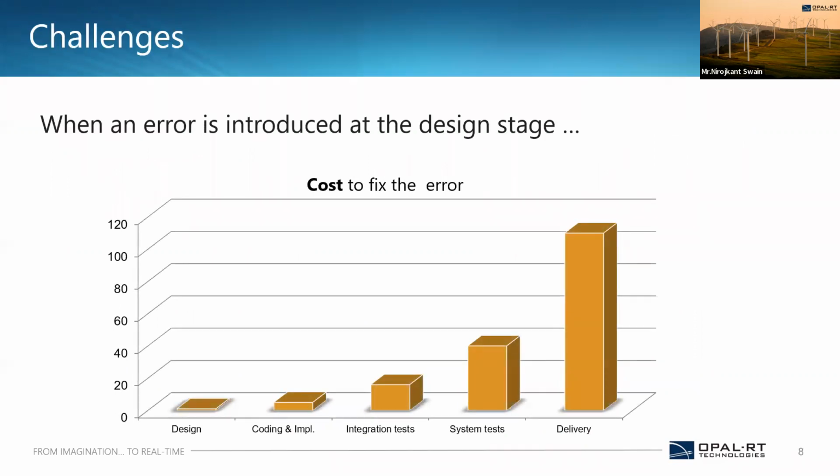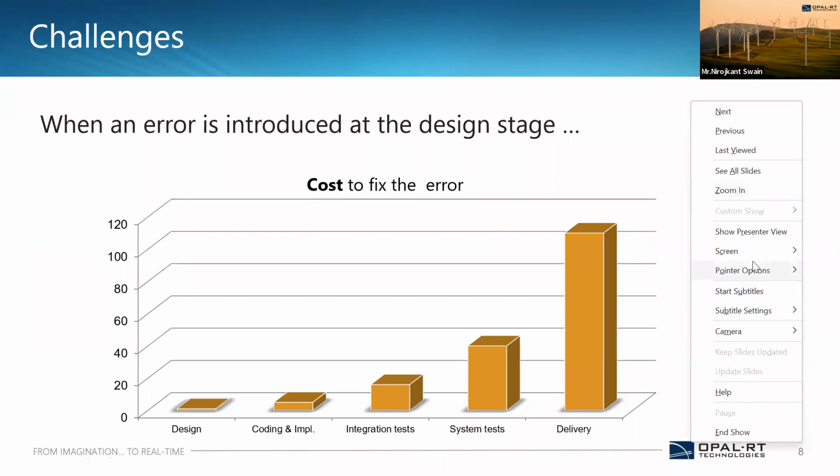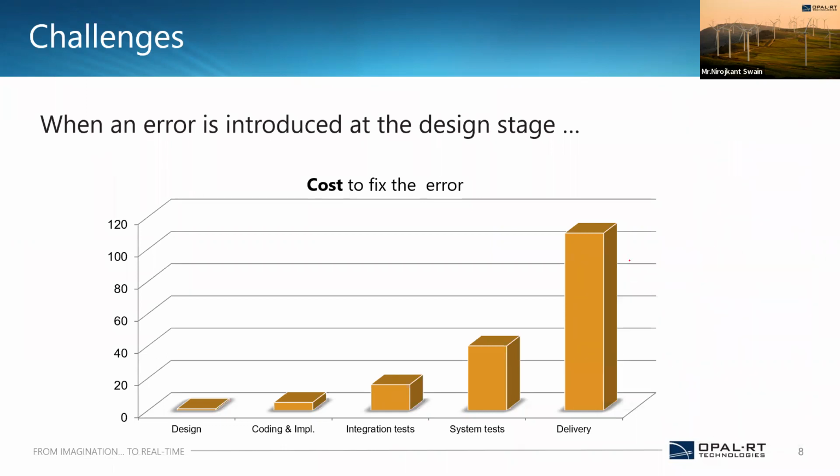Suppose we design a model based on hardware and get an error at the delivery stage. Fixing that error at that time costs a lot. If we get the error at the design stage, fixing it costs much less in comparison. So that's why we choose a simulation platform to design our model.